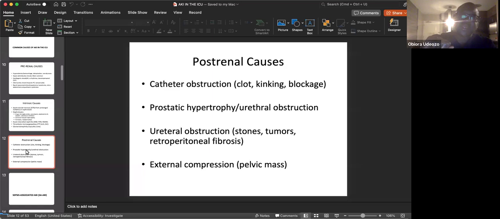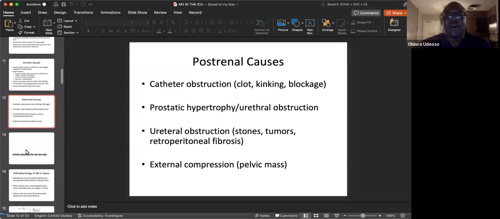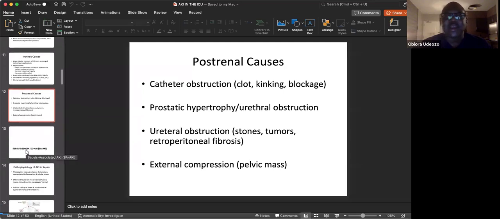If you have the luxury of having an ultrasound in the ICU, you can just bladder scan. You see a distended bladder, you know there's a problem with the Foley. Some patients also have prostate hypertrophy, or rarely some obstructions of the ureter, or even a pelvic mass. These are not very common, but they are things to think about. By and large, the most common cause for us intensivists is sepsis, or medications we are giving to the patients to treat sepsis that are causing AKI.